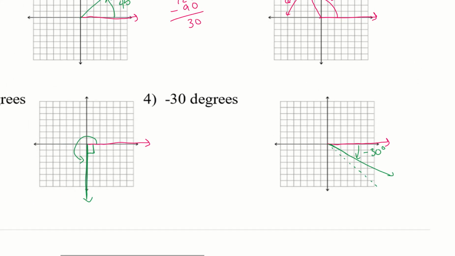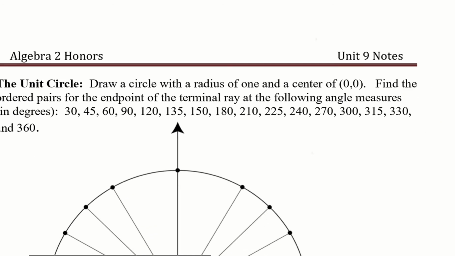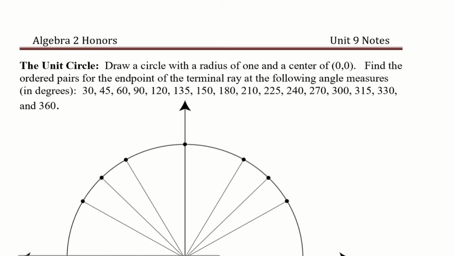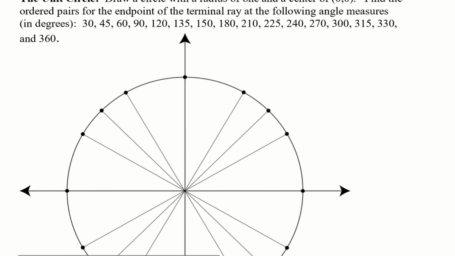All right, let's go ahead and go to the next page. So the unit circle. We want to draw a circle with radius of 1 and center at 0, 0. Find the ordered pairs for the endpoint of the terminal ray at the following angle measures in degrees.